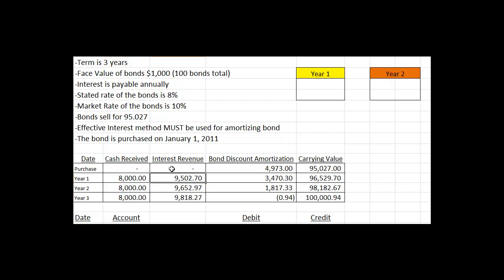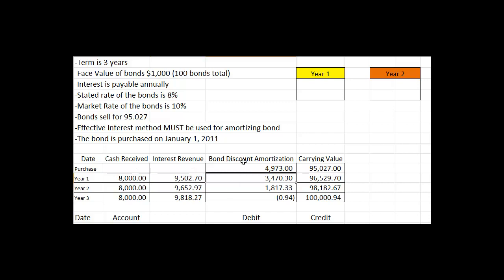The effective interest method says we're having interest revenue because we're the investor. Another way to say that is we're the creditor, not the debtor. So we're going to receive interest revenue every year, and using the effective interest rate method, I have to take the rate that's given to us for the market, 10%, multiply that by the beginning carrying value. That's how I got 95,027.